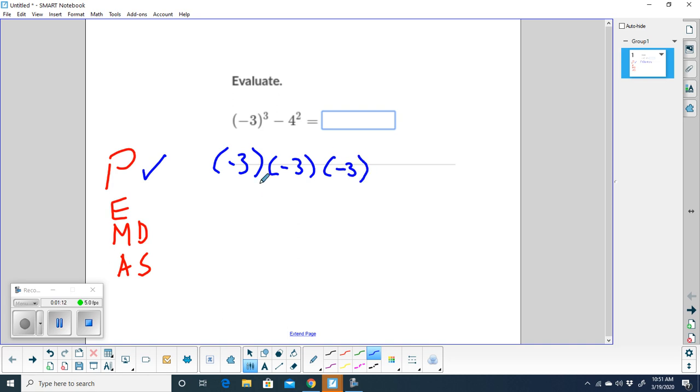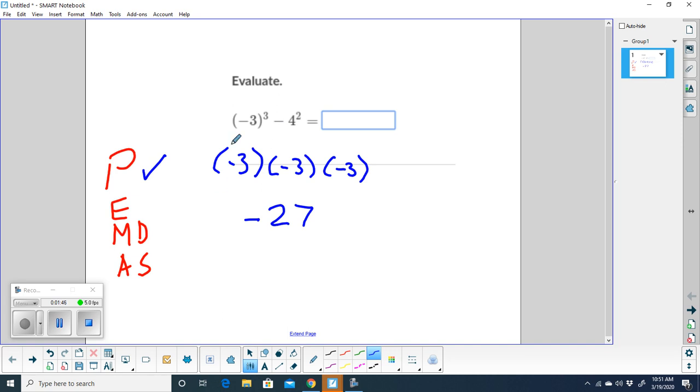All right, so let's get the sign out of the way here. Negative times a negative is a positive, times a negative is a negative. So this right here is going to be a negative. Negative times a negative times a negative is a negative. 3 to the third power means 3 times 3, which is 9, times 3 is 27.